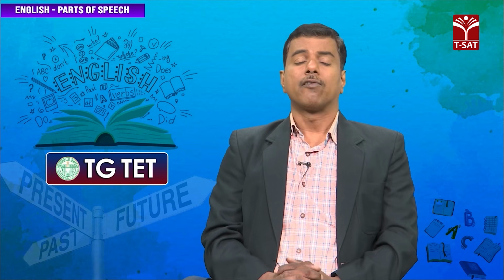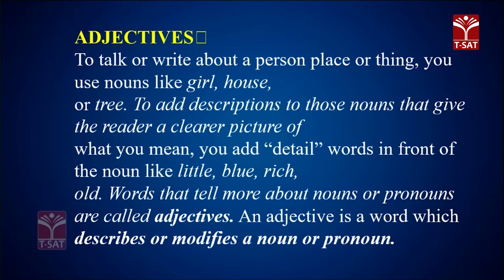Because to talk or write about a person, place or thing, generally we use nouns, nouns like girls, houses or tree or something like that. But in order to explain in detail about these words, we need to have detailed words in front of these nouns, like little girl, blue house, something like this. Okay. Now, we will come to the definition of this word called adjective. Words that tell more about nouns or pronouns are called adjectives.